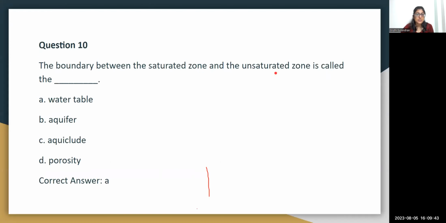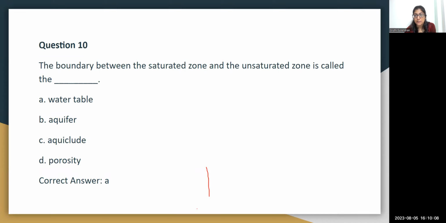Then there's the 10th question: the boundary between the saturated zone and unsaturated zone is called the water table. Again, this is about what the top layer of the zone of saturation is called. That is called the water table. Question number 10 in assignment 0. So these were a few questions that were discussed from this week's portion in assignment 0.